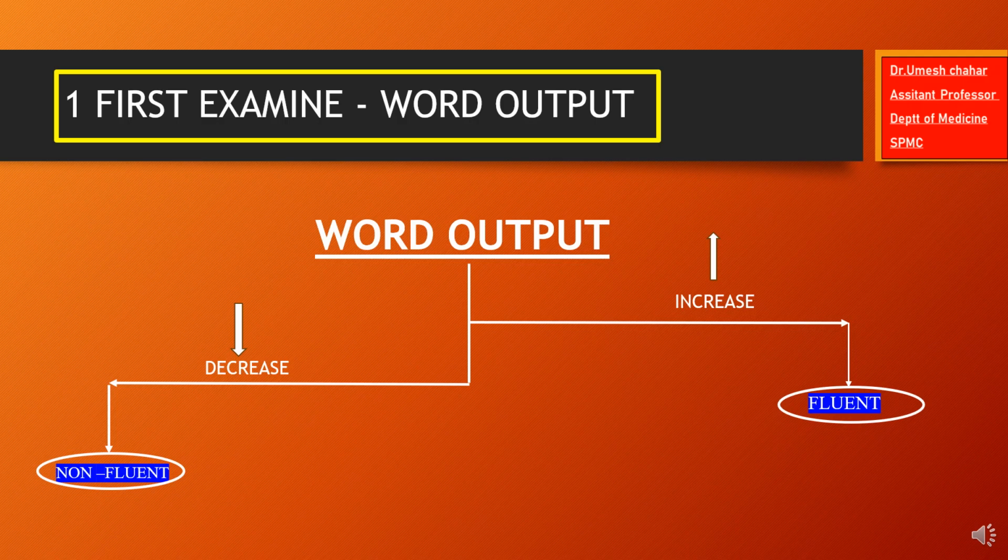Whenever we examine a patient of aphasia, the first thing we have to examine is word output. Word output in any patient of aphasia can have two patterns. The first pattern is a decrease of the word output, and then we will classify it as non-fluent aphasia. If the word output increases, then we will classify it as fluent aphasia.